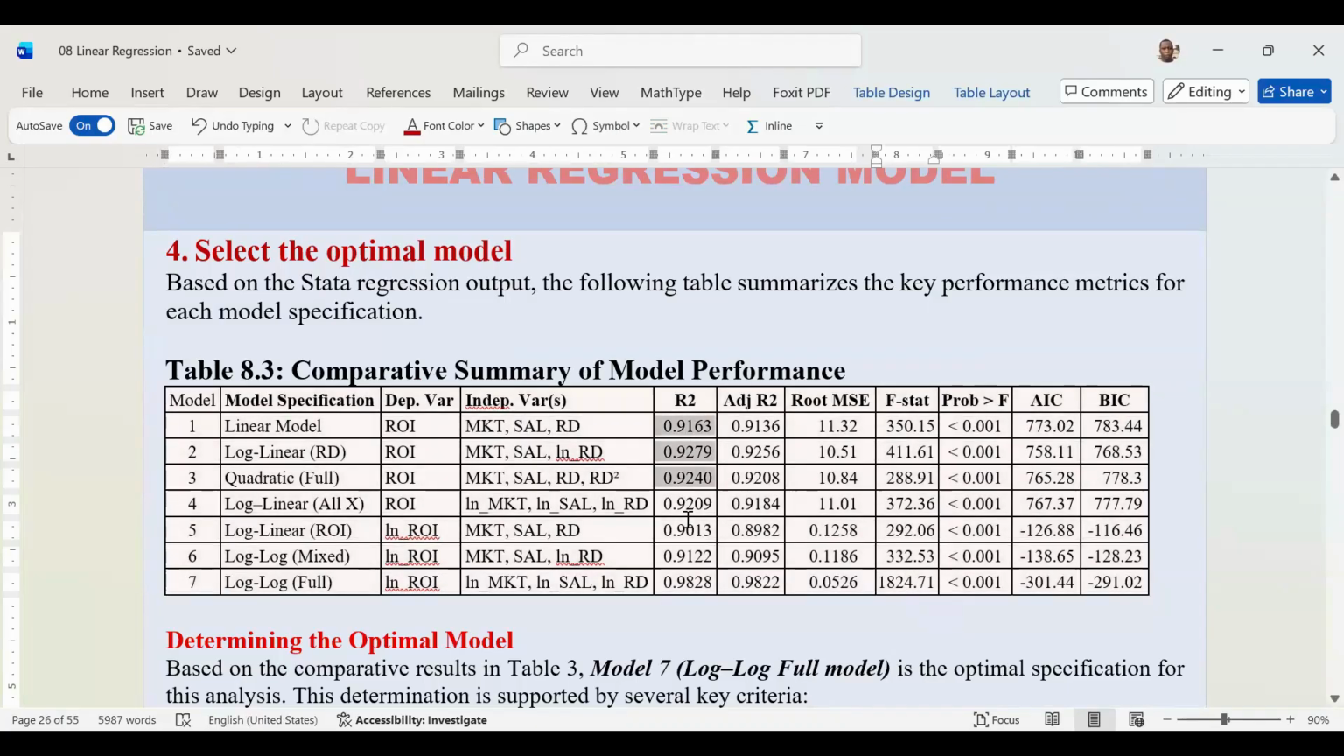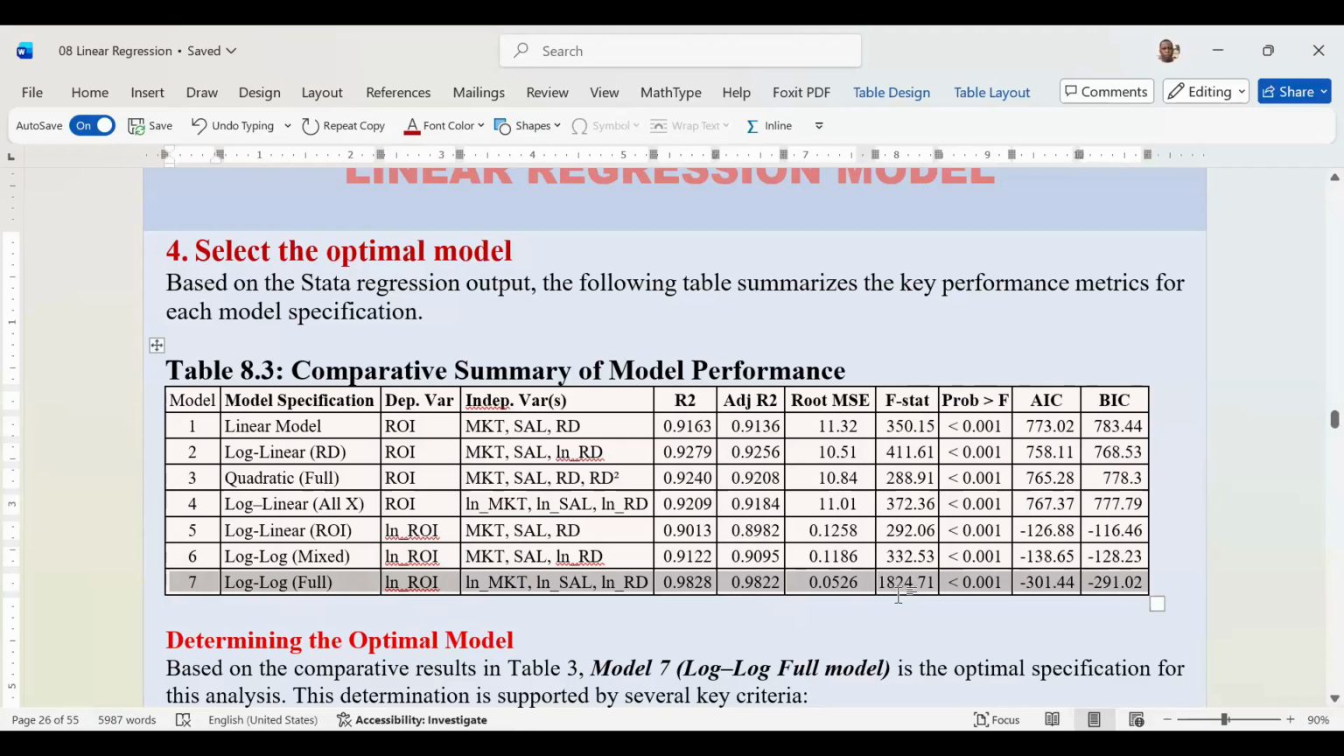All the R squares are good for all the 7. The R squares are very good. Adjusted R squared are also very good. But which one has the smallest root mean squared? Which of them has the smallest? The log full model. Is it this one, the last one? Yeah. It has the smallest root mean squared.